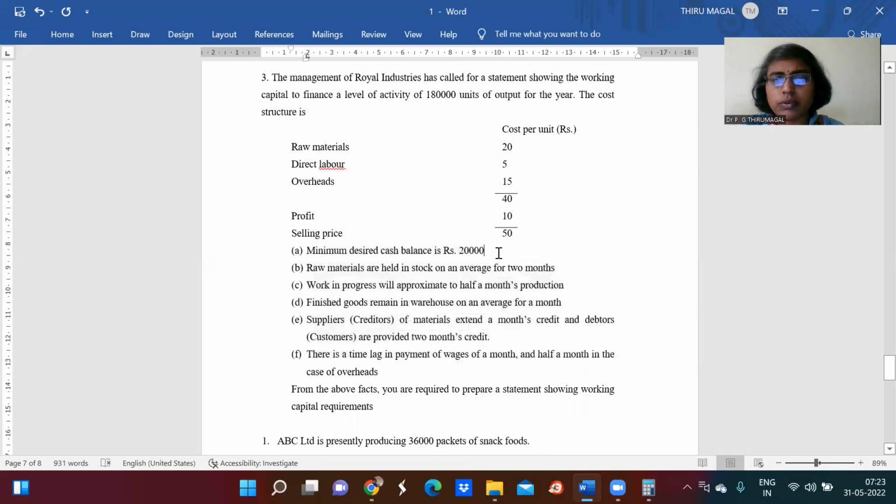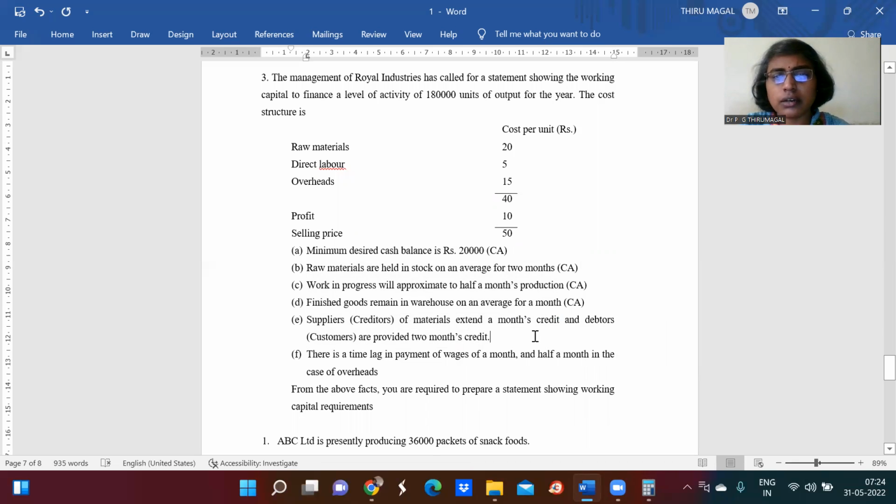So we need to identify what are all the current assets and current liabilities. Cash is a current asset. So we can mention as it is. Raw material in stock average 2 months. So which means raw material in stock again a current asset. Work in progress half a month's production. So which means again a current asset. Then finished goods at an average of 1 month. So that is again a current asset.